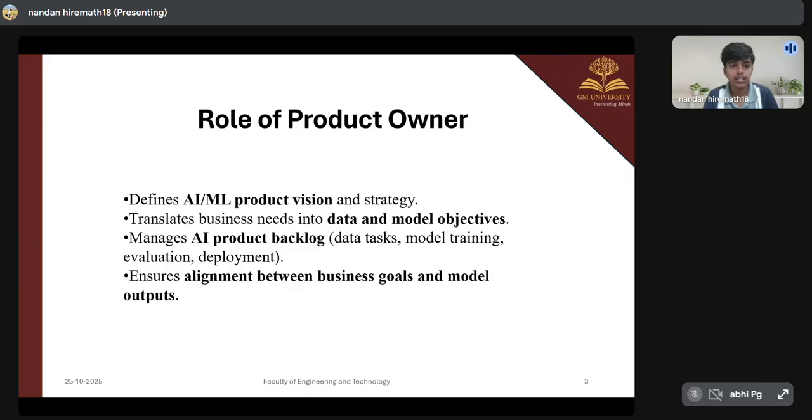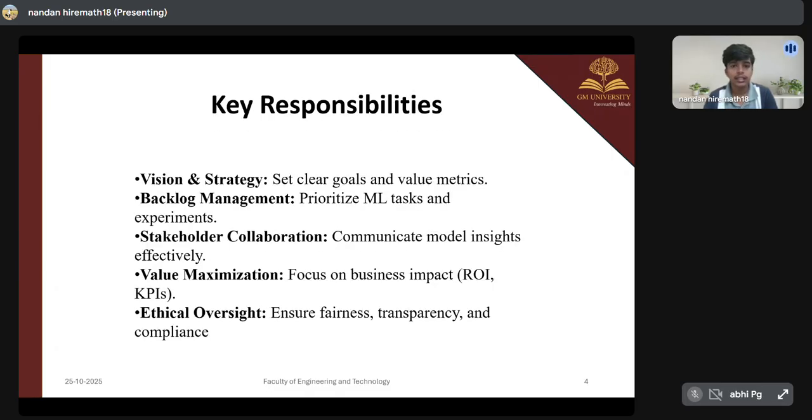What are the roles here? Defining, translating, managing, and ensuring. Here we have defining the AI/ML product vision and strategy. Translating business needs into data and model objectives, and managing the AI product backlog like data tasks, model training, evaluation, and deployment, and ensuring alignment between business goals and model outputs. And in the next slide, we have the key responsibilities.